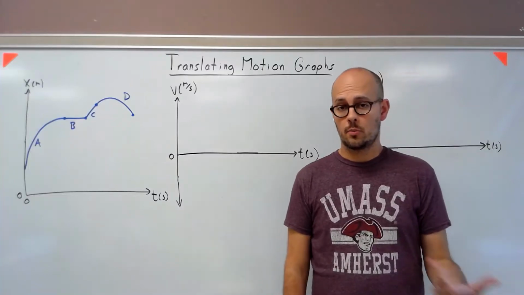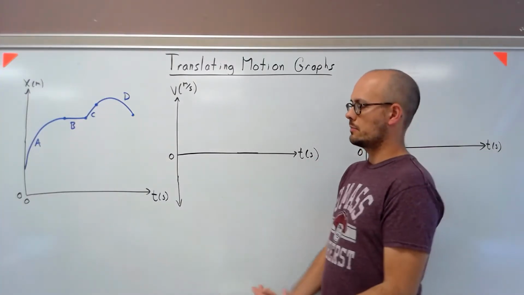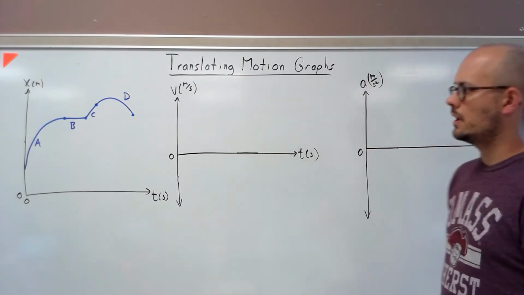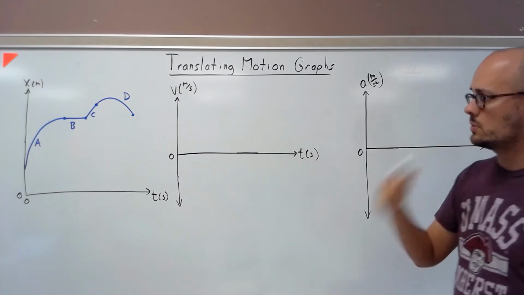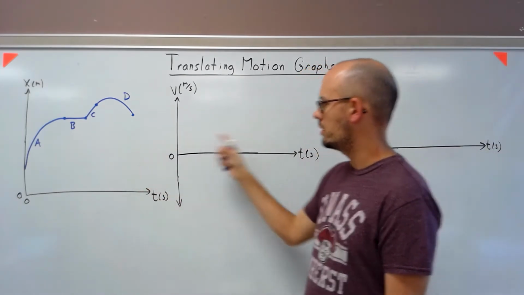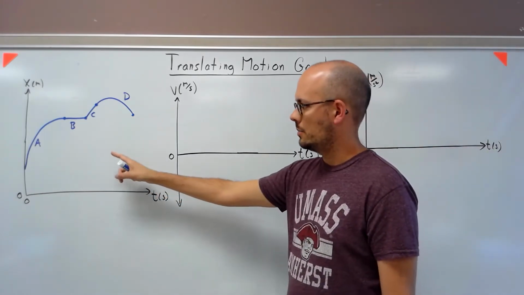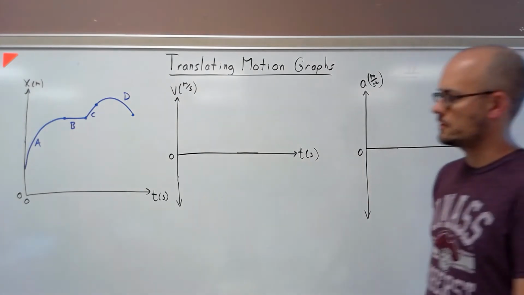So I decided to do one more example of graph translation just to, again, give you more practice thinking about moving from one type of graph to another. And we're starting with position, and we're going to try and get all the way to acceleration from there. So we're going to go in order. You actually might eventually find it easier to look at a position graph and make a rough sketch of acceleration, but we're going to go in order from left to right.